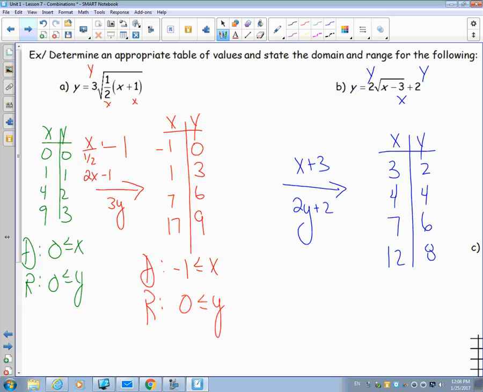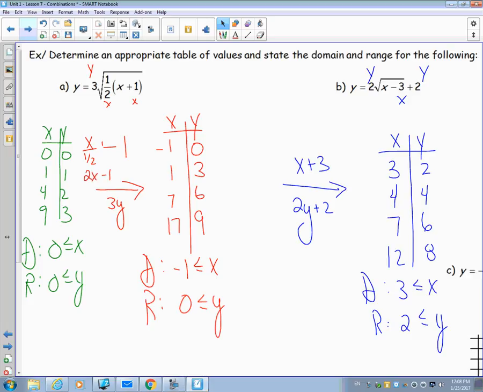There's our new domain, and I need to add 3, so greater than 3. And the range, I need to double and add 2. Check to see if it matches my table. Yep, greater than 3, greater than 2. Perfect. And I got one more of these here for us.